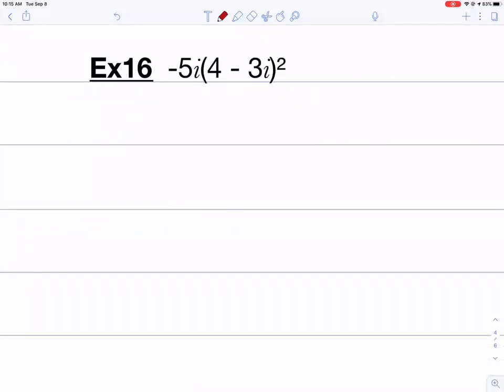Okay, number 16. What's the order of ops say you got to do first here? Does distributing come before the power, or does the power come before distributing? How do you know the power comes before distributing? What operation is distributing? Multiplication. Powers have to come before multiplying. So you have to work the square first. So this is going to be the same thing as negative 5i times 4 minus 3i times 4 minus 3i.